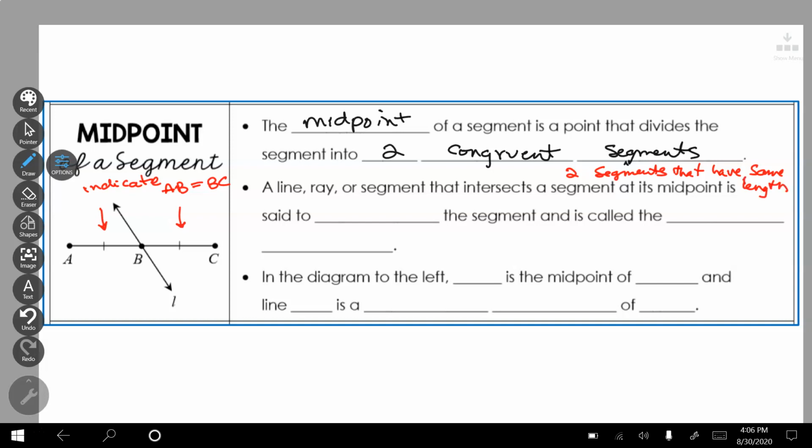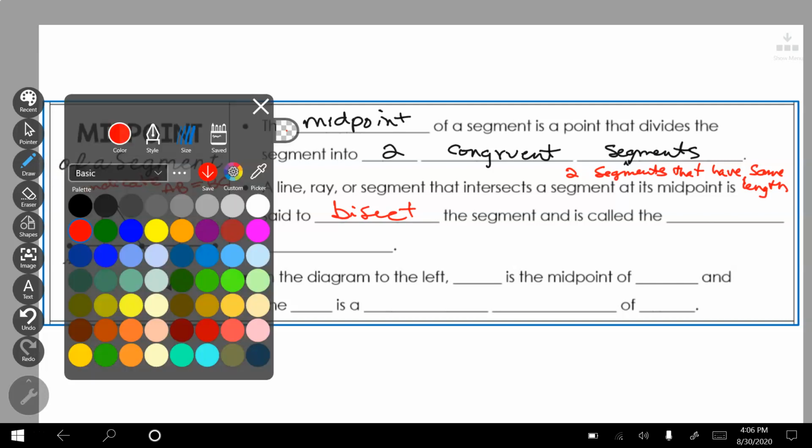A line, ray, or segment that intersects it. So you don't have to have just a midpoint. A line, ray, or segment can take a segment and make it a midpoint. It is said to bisect it. That means it cuts it in half. In this case, we have this line L that does that. It cuts it right in half.